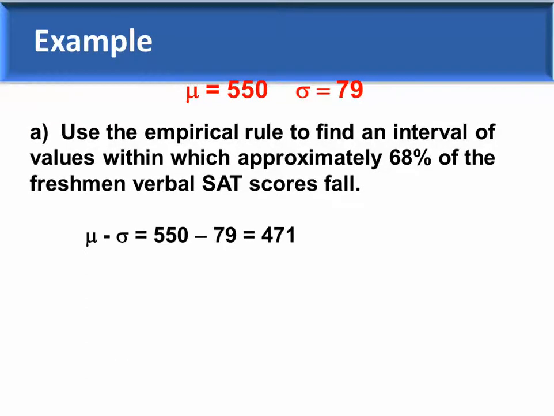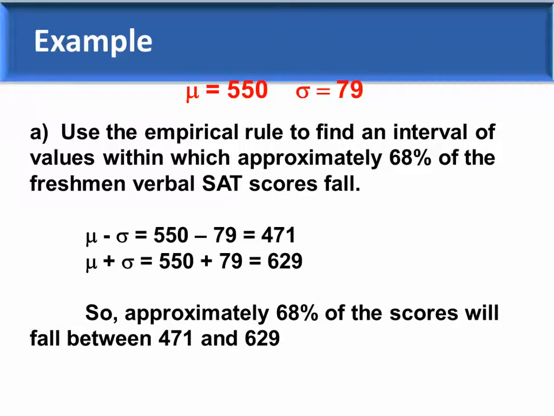So we do mu minus sigma. 550 minus 79 is 471. Mu plus sigma is 629. So approximately 68% of the scores will fall between 471 and 629.